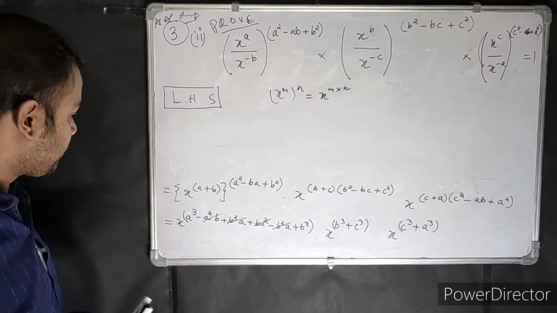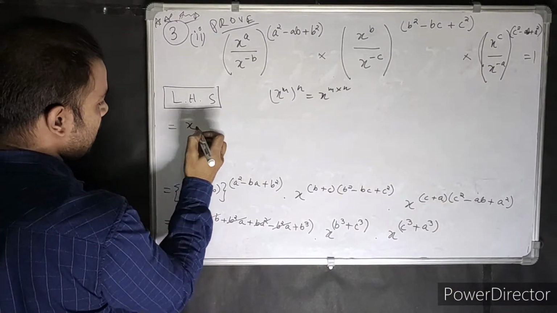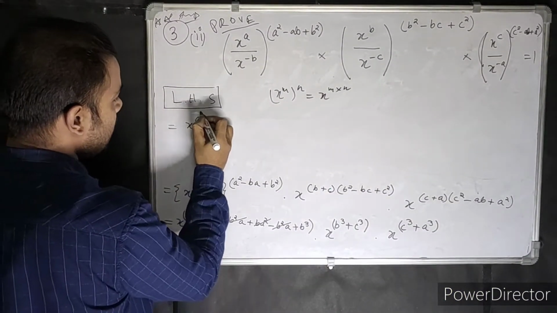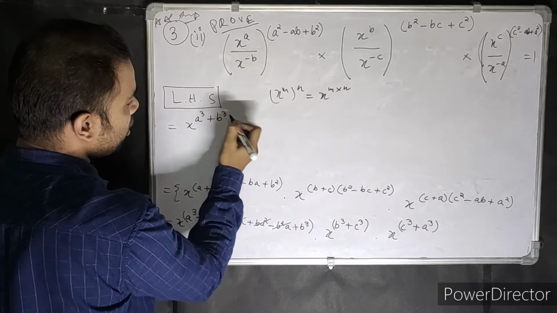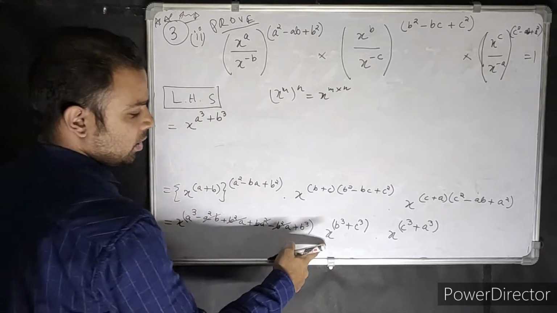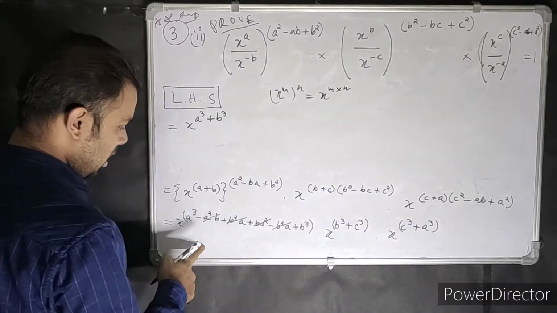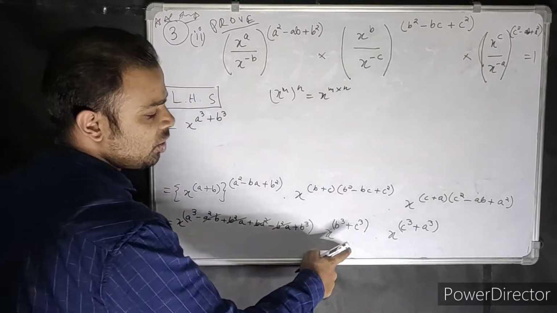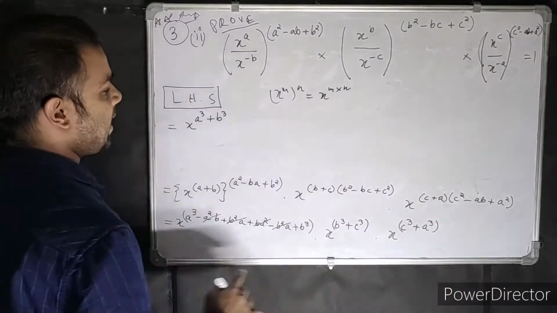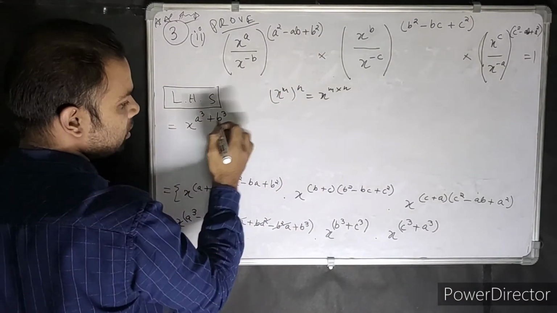Now from here, what's the next step? X to the power a cube plus b cube. Now you see this same base multiplied. Even if there are 3 or 4 or 5, what happens? The powers get added. So let's start adding the powers.